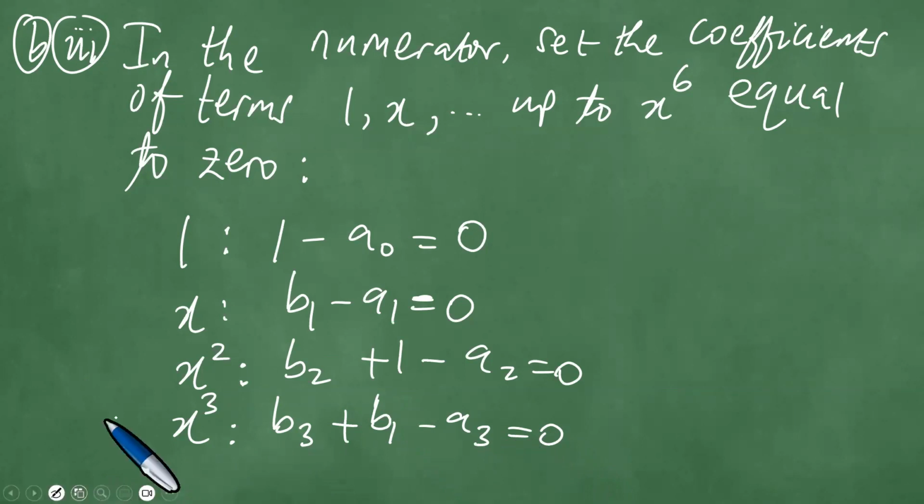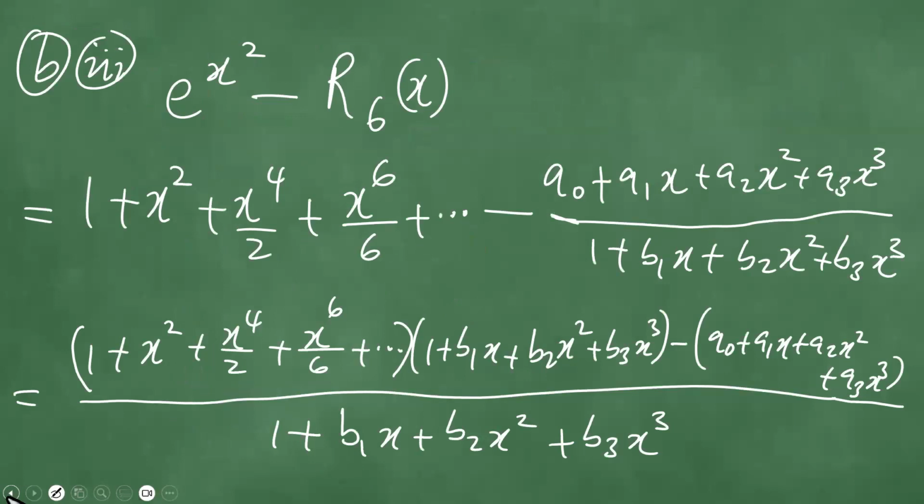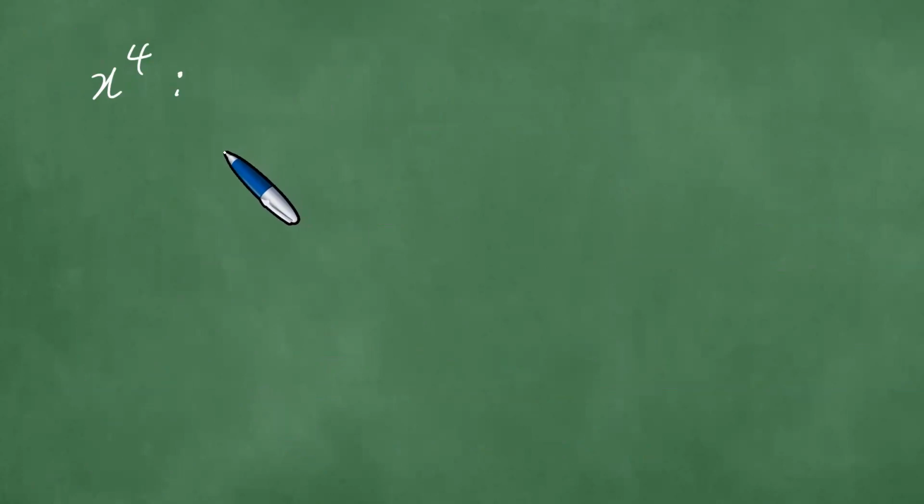Then you have x to the fourth power. X to the fourth power is going to come from 1 by the x to the fourth power out of 2, so it's going to be 1/2. There's no x to the fourth power here, but another x to the fourth power is going to come from B2 x squared by x squared, which means x to the fourth power is going to yield B2 plus 1/2 equals 0.